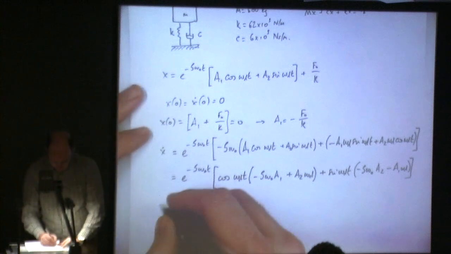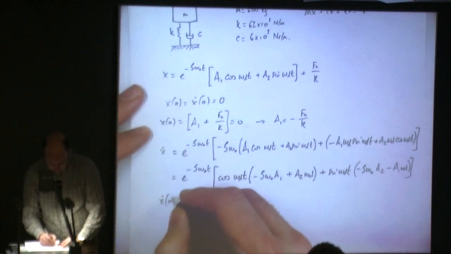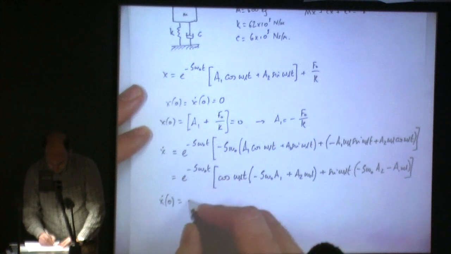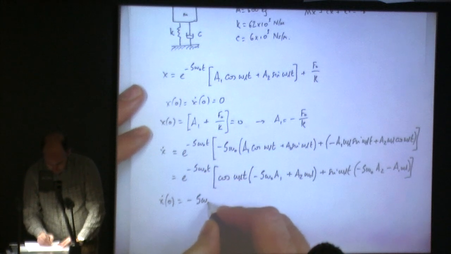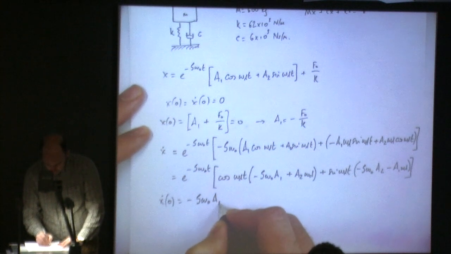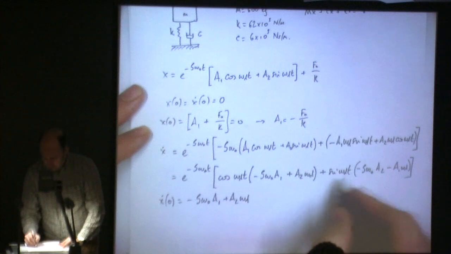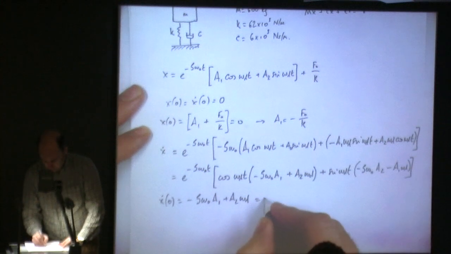Now it's quite clear that if I put in t equals 0 for this equation, this becomes 1, this becomes 1, I have minus zeta omega naught A1 plus A2 omega d, this term becomes 0, so that disappears, and it equals 0.